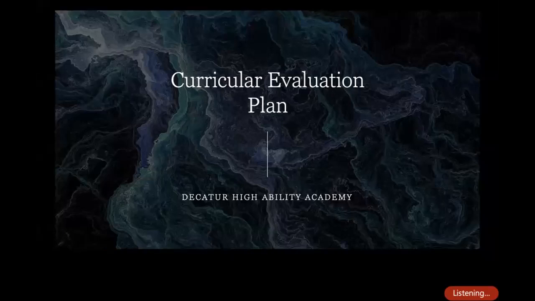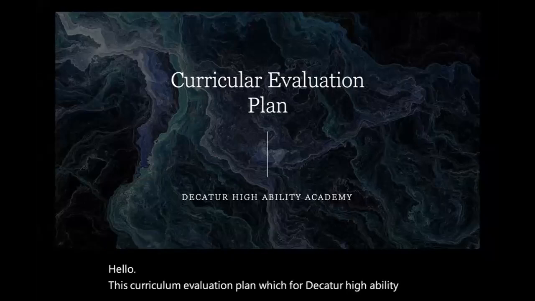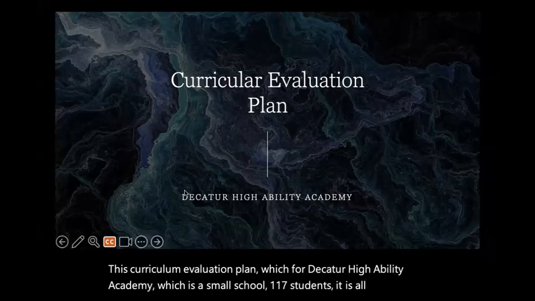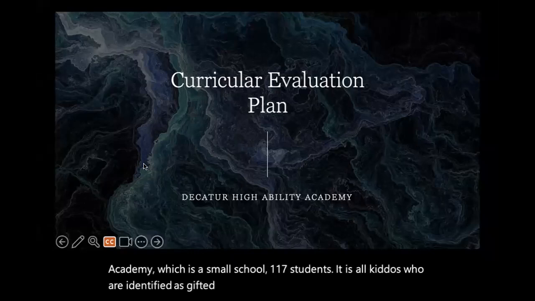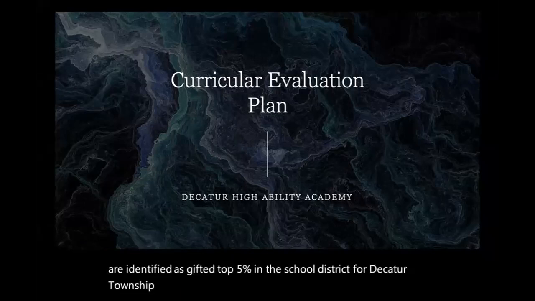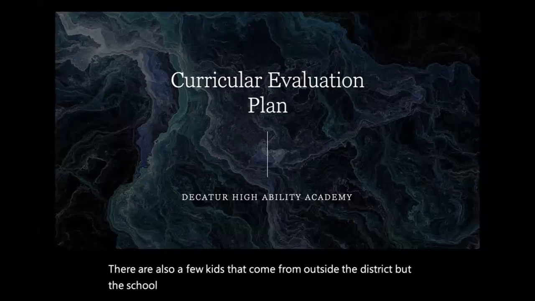Hello. This curriculum evaluation plan was for Decatur High Ability Academy, which is a small school, 117 students. It is all kiddos who are identified as gifted, top 5% in the school district for Decatur Township Schools. There are also a few kids that come from outside the district, but the school is specifically for high ability students.